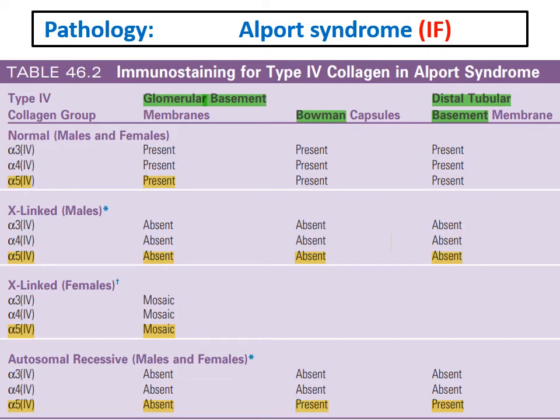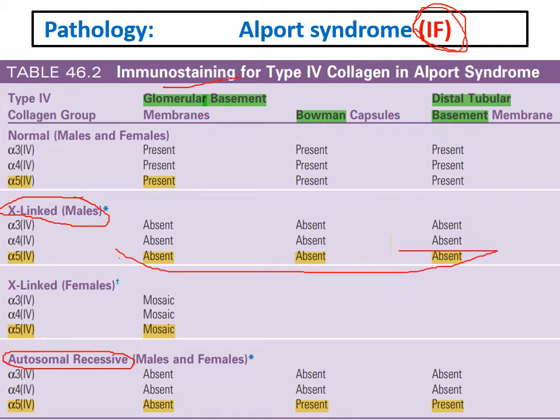But the most important is the immunofluorescence. Immunofluorescence in patients with X-linked and autosomal recessive. As we said before, in X-linked males, which is the most common form, when we ask for immune staining for the type 4 collagen alpha 3, alpha 4, alpha 5, they are absent in the glomeruli, absent in Bowman's, absent in the distal renal tubule or the tubular basement membrane.